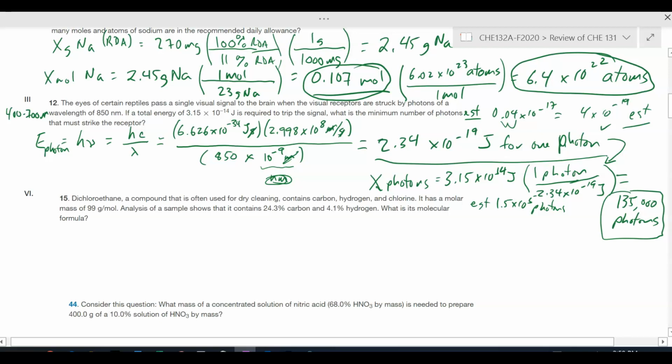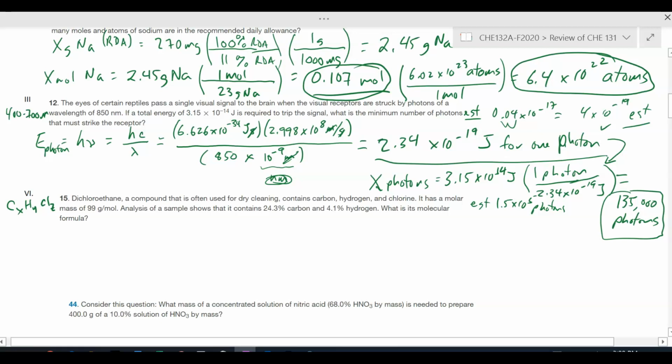We're told that a compound called dichloroethane, which is used for dry cleaning, contains carbon, hydrogen, and chlorine. What that tells me is that the formula, which I've read ahead, is asking for the molecular formula. The formula is going to be C sub x, H sub y, Cl sub z. Our job is to figure out what x, y, and z are. We're told that its molar mass is 99 grams per mole, so that's going to help us in a little bit. Analysis of the sample shows that it contains 24.3% carbon and 4.1% hydrogen. That's the information we're going to start off with.